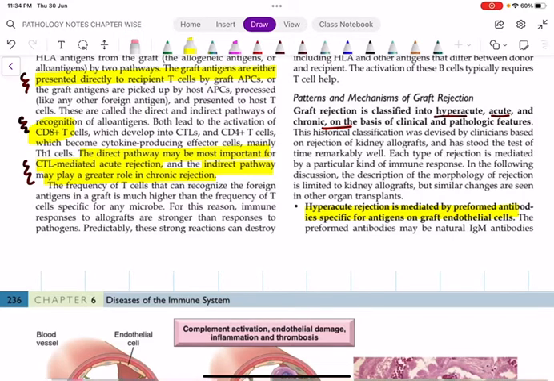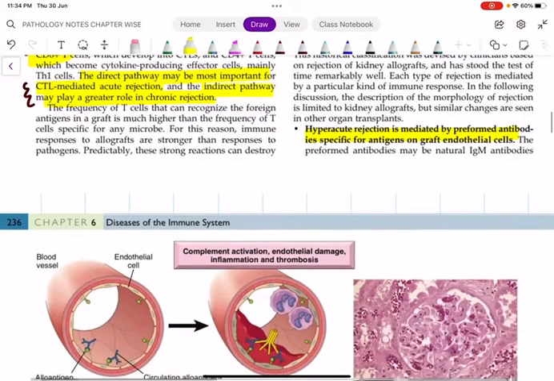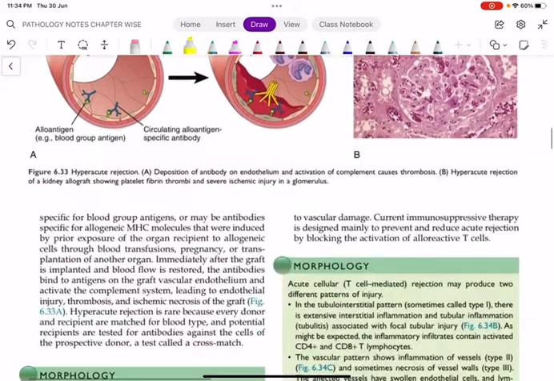Whenever there are preformed antibodies, it's almost like a sensitive reaction. Already there are some preformed antibodies. Remember, these preformed antibodies may be IgM antibodies, which are specific for some blood group antigens, already produced or induced by some prior exposure through blood transfusion, pregnancy, or transplantation of another organ. For example, I got a kidney from another patient.